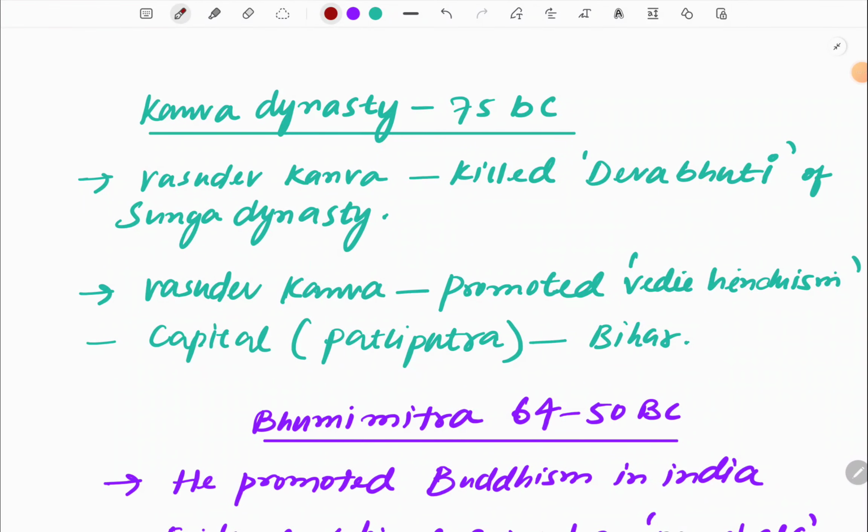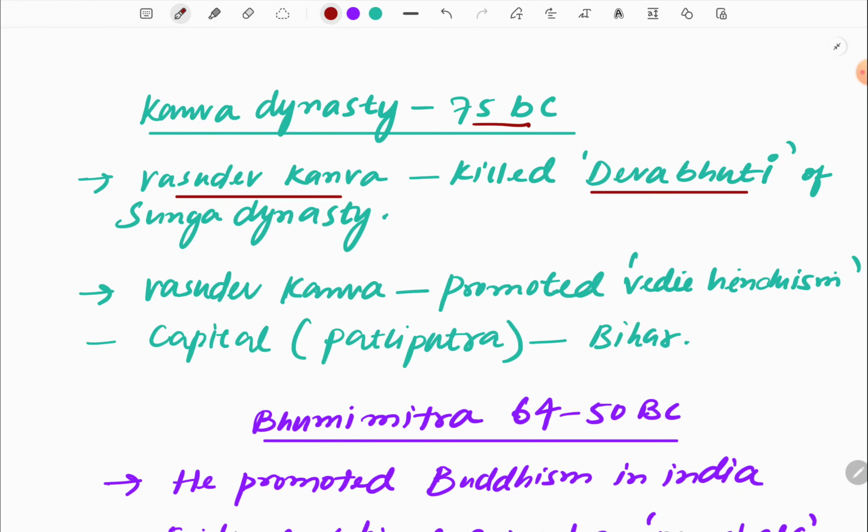And we are starting a series that's based on the history of ancient India. Our today's topic is the Kanva dynasty. The last topic of ancient history was the Shunga dynasty, in which the Shunga dynasty's last ruler Devabhuti was killed by Vasudev Kanva, who was one of his ministers, who later gave rise to the Kanva dynasty in 75 BC.